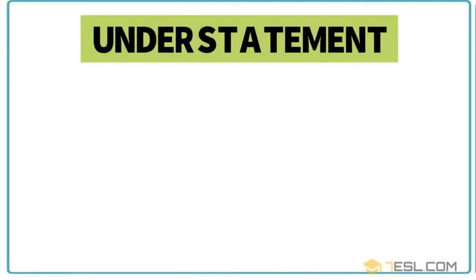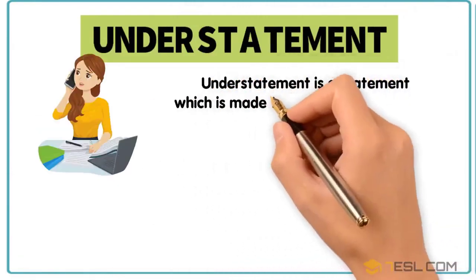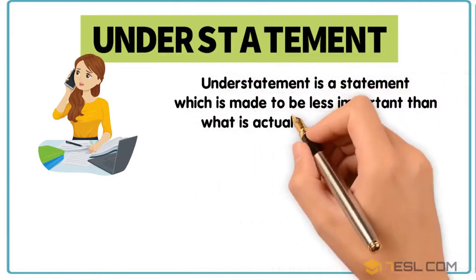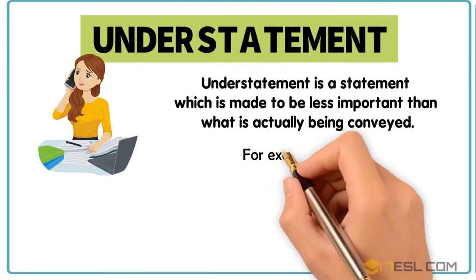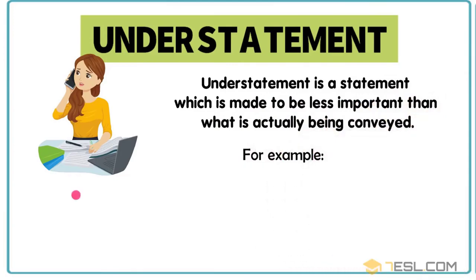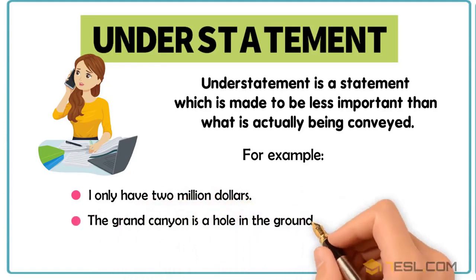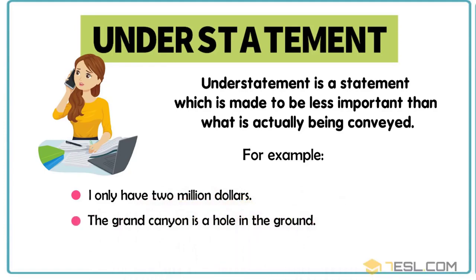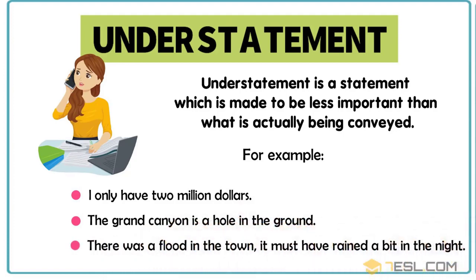Understatement. Understatement is a statement which is made to be less important than what is actually being conveyed. For example, I only have $2 million. The Grand Canyon is a hole in the ground. There was a flood in the town. It must have rained a bit in the night.